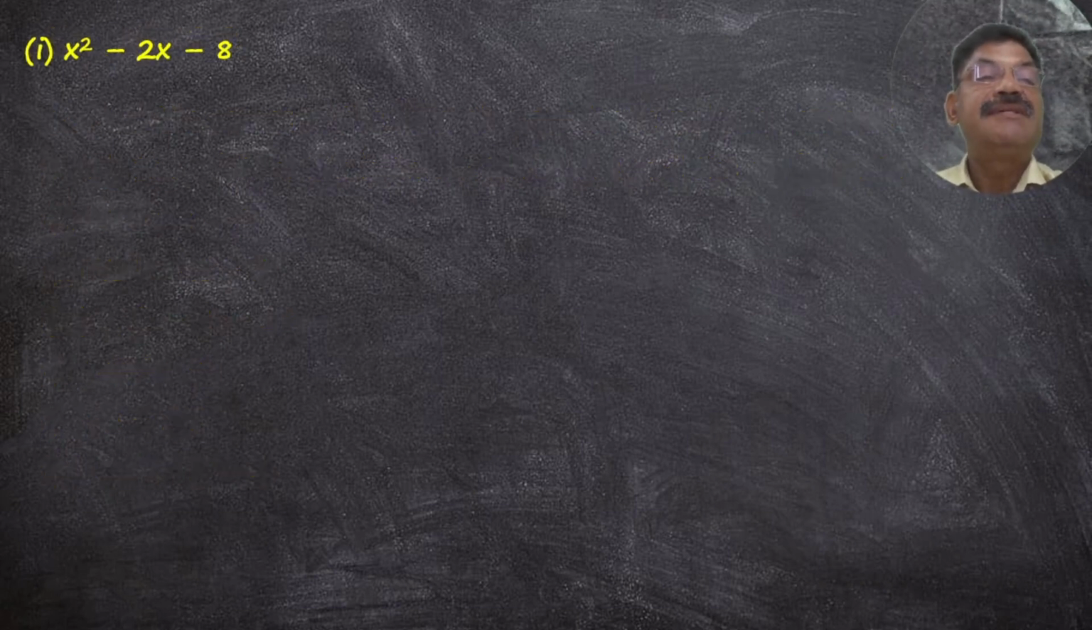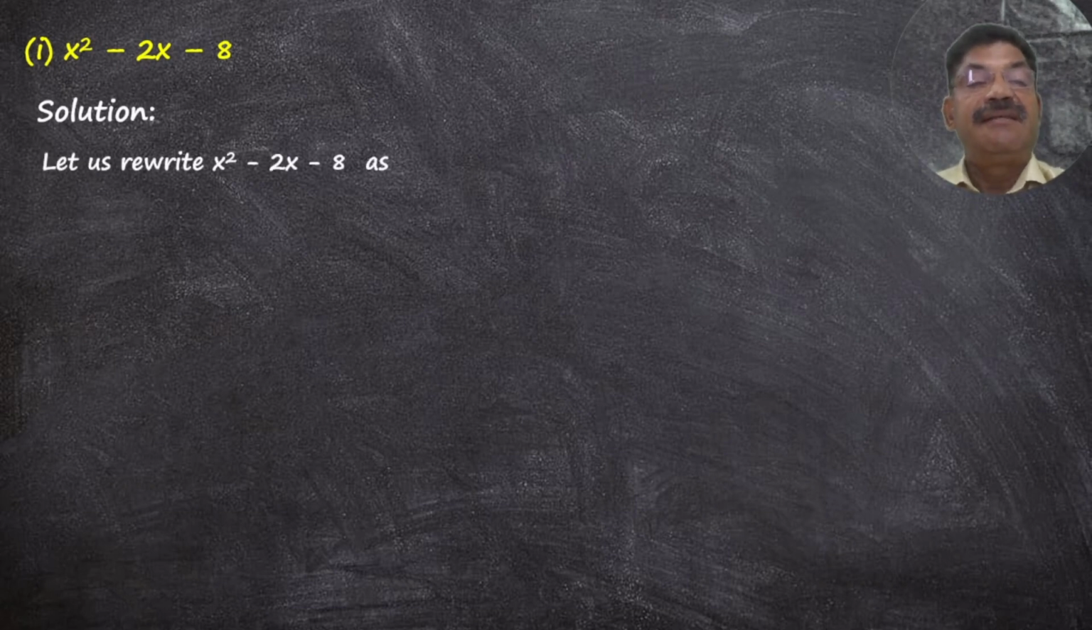The first problem is x square minus 2x minus 8. So here a is equal to 1, b equal to minus 2, c equal to minus 8. You remember, when you consider the coefficients, you have to consider the sign along with it. If there is minus, you have to consider the minus sign also.